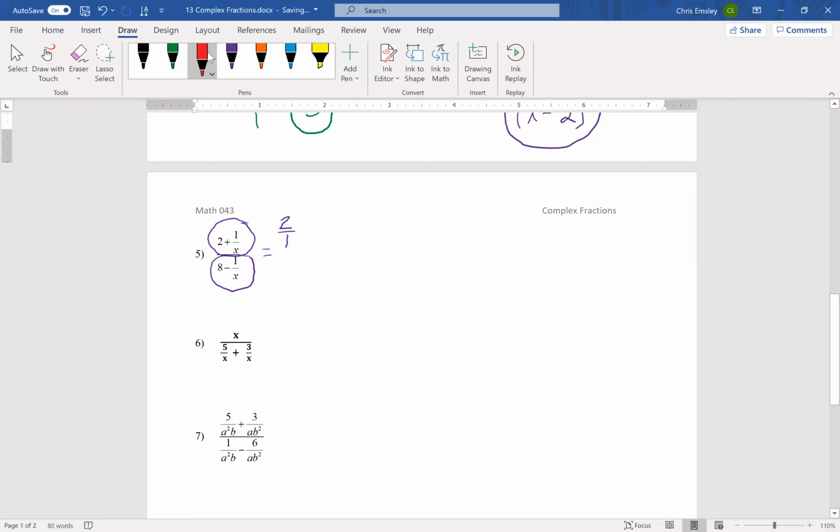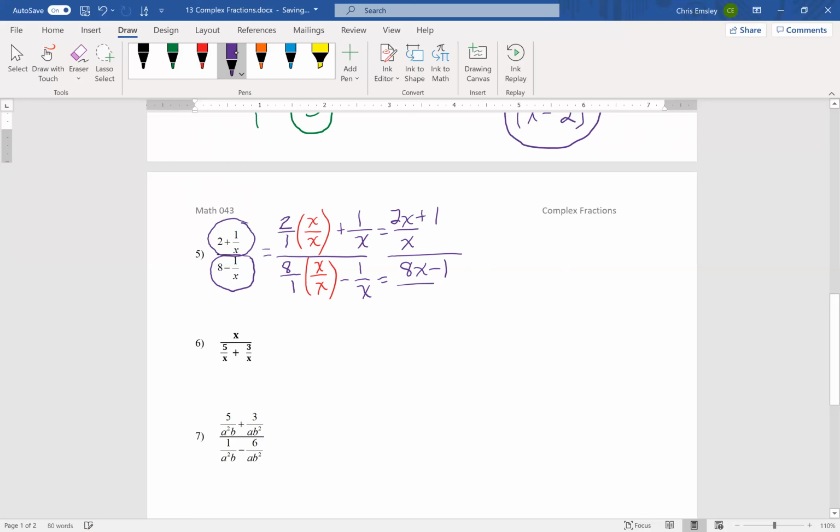And if we want a common denominator up in our numerator, we'd have to multiply that by x over x. I'm going to go ahead and finish this out before I work on the denominator. So you can see now we have a common denominator of x, and up top we'll have 2x plus 1. Okay, I'm going to do the same thing to the denominator. That 8 can be written as 8 over 1. And if I want that to have a common denominator, I need to multiply that one by x over x. And what I have then is 8x minus 1 over x.